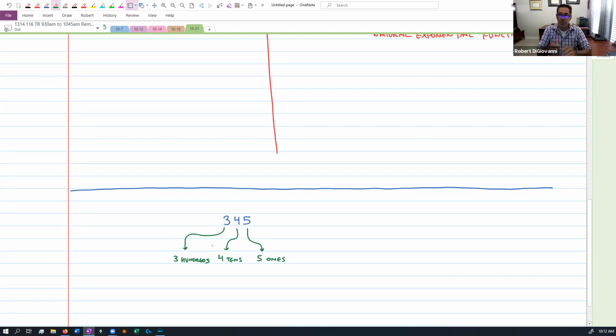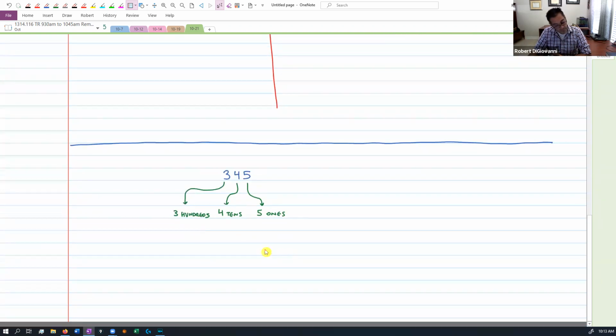So if I were to hand you 3 $100 bills, 4 $10 bills, and 5 $1 bills, that would be 345. So this is a very nice condensed way of writing all of this together. Now, this is the crucial part. This is the same as 3 times 100 plus 4 times 10 plus 5 times 1. That's what this really means. Take 3 hundreds, add 4 tens, add 5 ones.